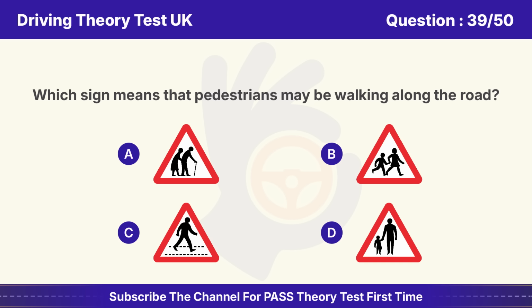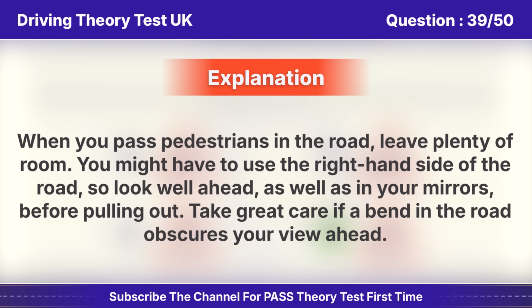Question 39. Which sign means that pedestrians may be walking along the road? Answer is D. When you pass pedestrians in the road, leave plenty of room. You might have to use the right-hand side of the road, so look well ahead, as well as in your mirrors, before pulling out. Take great care if a bend in the road obscures your view ahead.